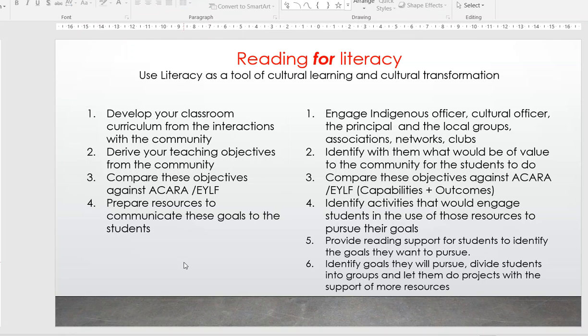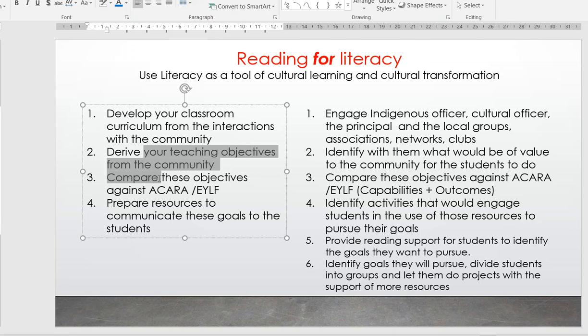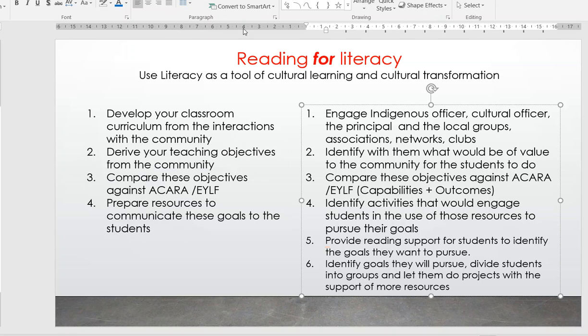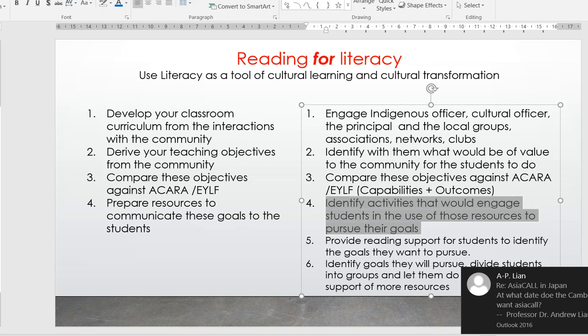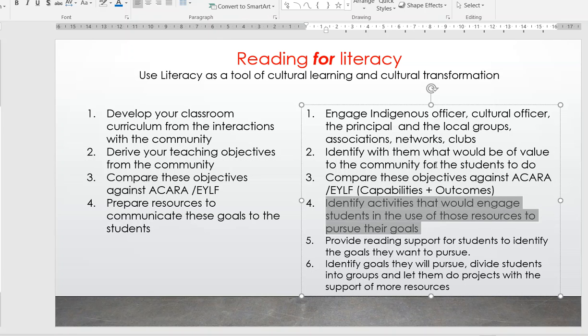Prepare resources to communicate these goals, these objectives here, to the students. And that translates into identify activities that would engage students. Sorry for those. Identify activities that would engage students in the use of those resources to pursue their goals. Or maybe better, identify activities that would engage students in the use of those resources to pursue these goals. How about that for a moment?